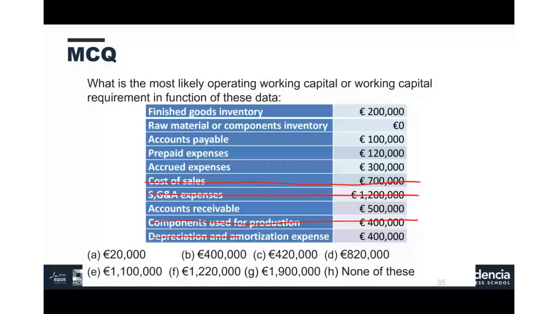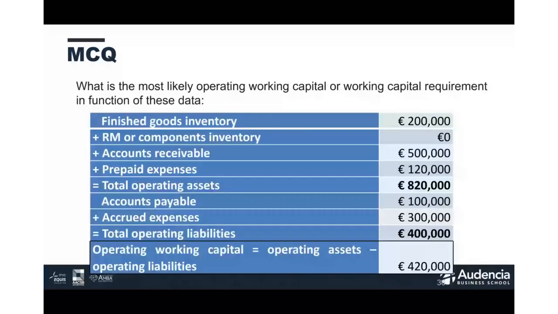So in the operating assets or current operating assets, you have 820,000. You add all the inventories, the accounts receivable, and the prepaid expenses. In the operating liabilities, you have the accounts payable and the accrued expenses. Accrued expenses means it's already an expense, but it's not already paid. So we have the impact on the P&L because it's already an expense, but not already paid. So we don't have the impact on the cash.